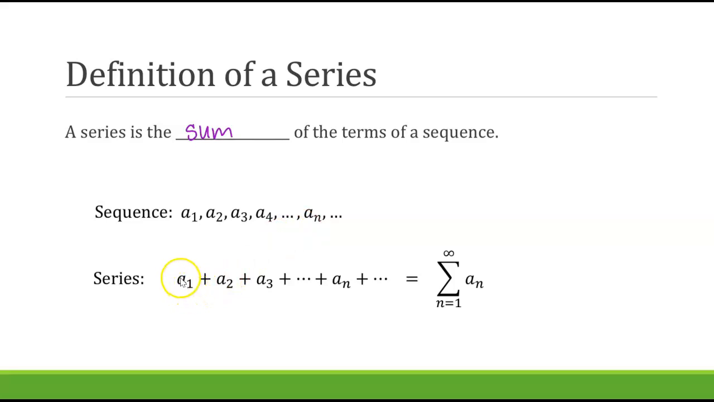Notice that I have my term a sub 1 plus a sub 2 plus a sub 3 plus all the way up to describing the general term a sub n, and so on. The shorthand way of describing a series is to use summation notation, which is this sigma here. Down here we have the starting index. So n equals 1 tells us to start at the first term. And here we're going to add up all the terms of the sequence. I'm going to go all the way out to infinity, adding all of the terms. And then this is describing the general term.